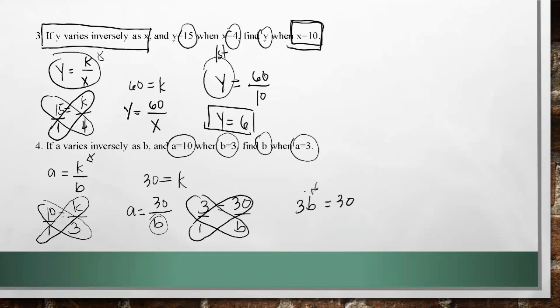So kailangan B lang yung natitira dito. Since B has a coefficient of 3, to eliminate 3, we can divide both sides by 3. Cancel 3, the remaining is B is equal to 30 over 3, which is 10. So the value of B is 10. So this is how we solve inverse variation.